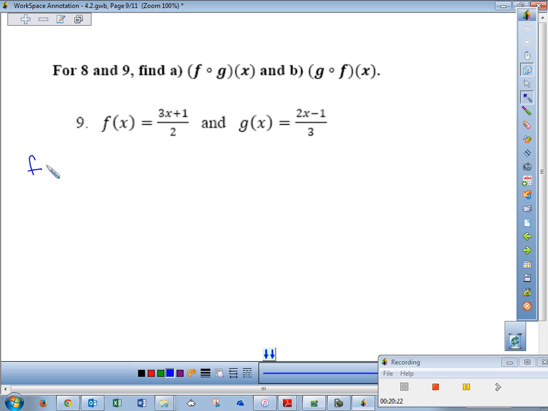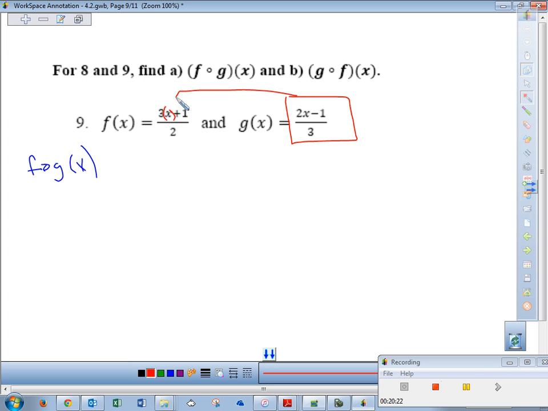f of g of x. This thing, got to take g, right? We'll take our time on this one because of the crazy fractions. He's got to go in for x into the f function. Y'all down with what we're supposed to do? It's going to get messy. So 3 times (2x minus 1 over 3) plus 1, all over 2. You cool with my substitution?